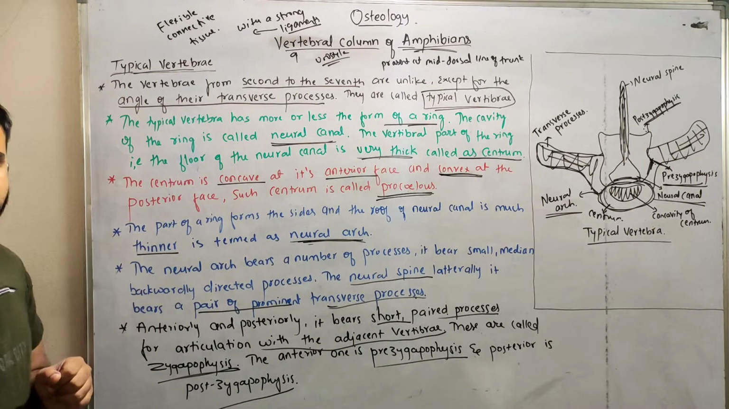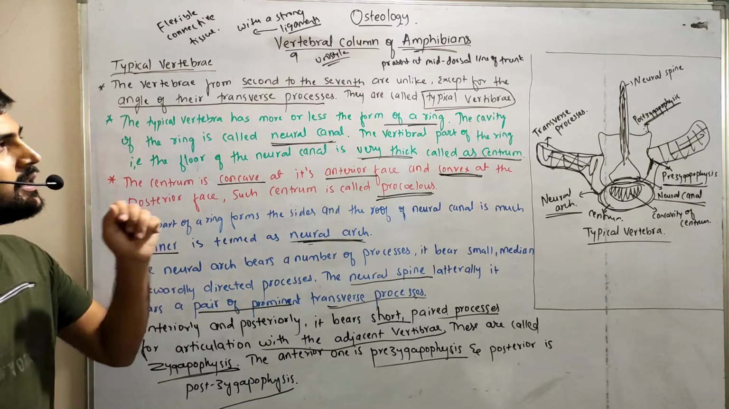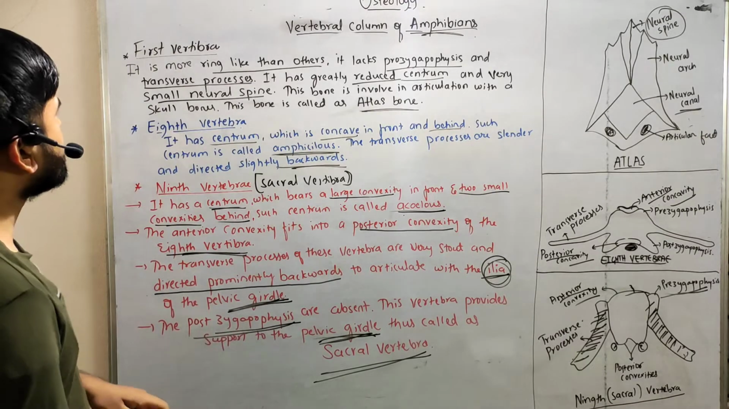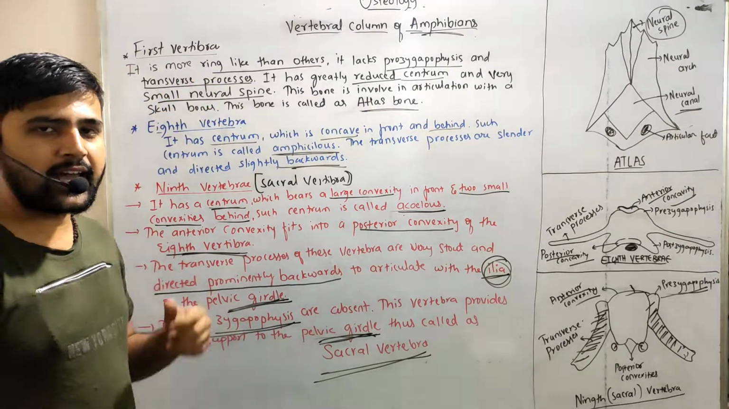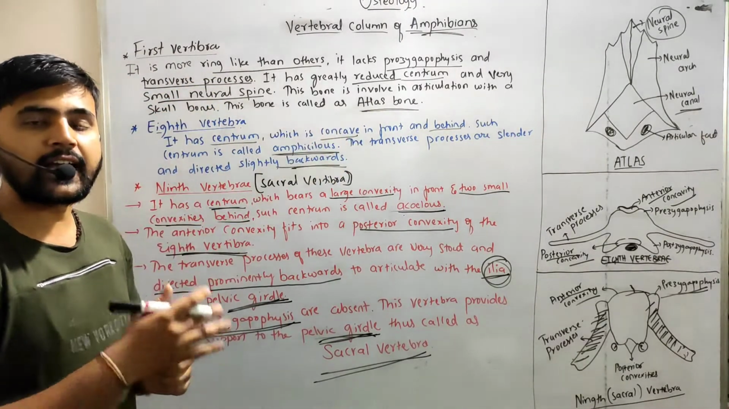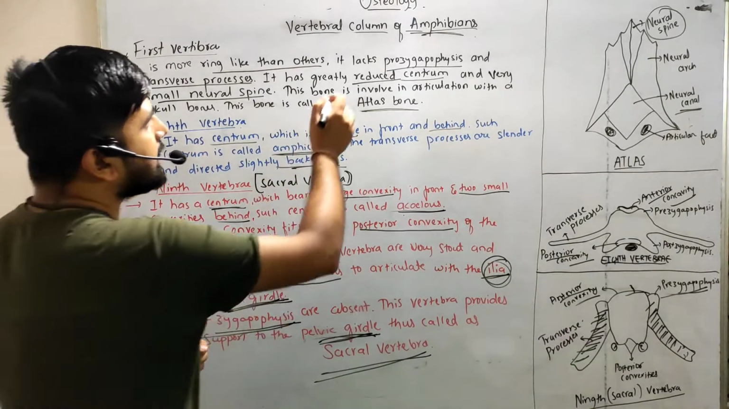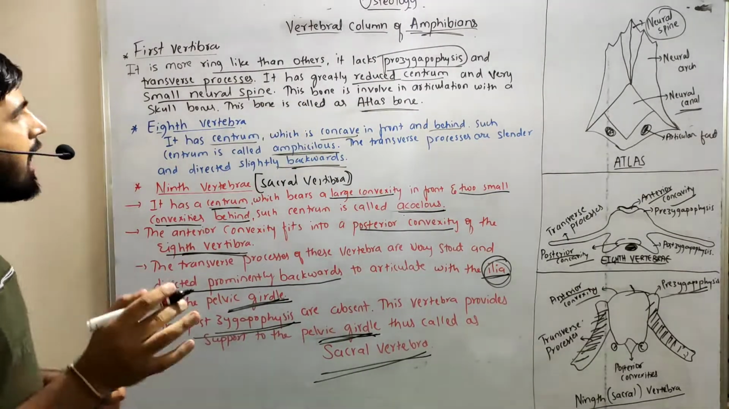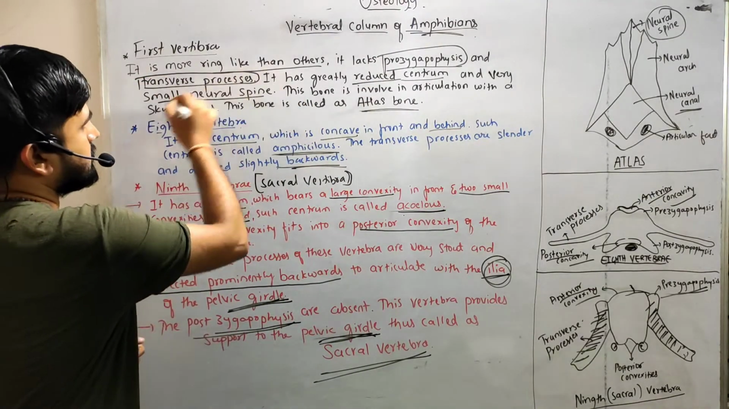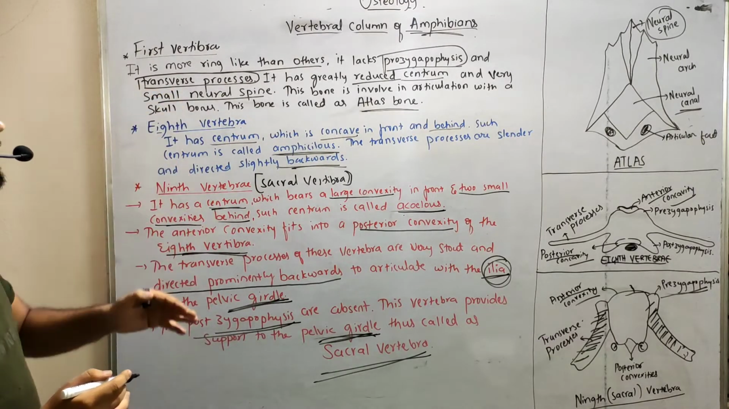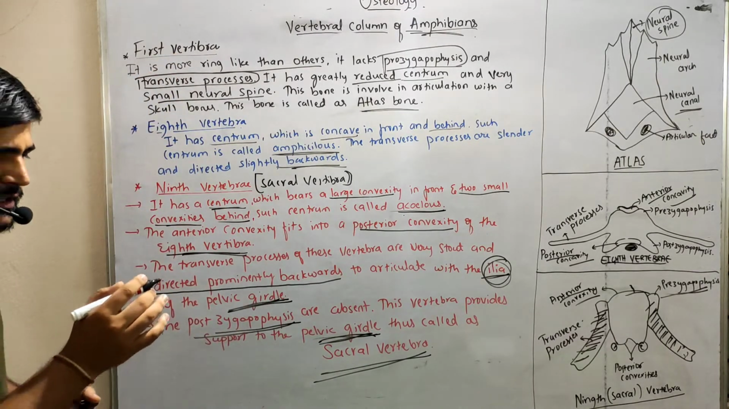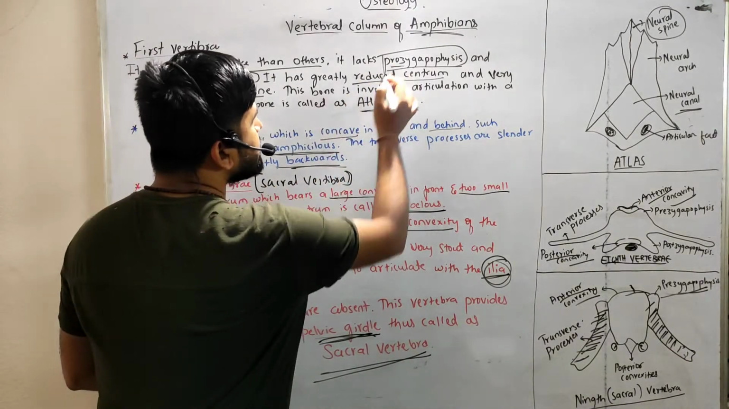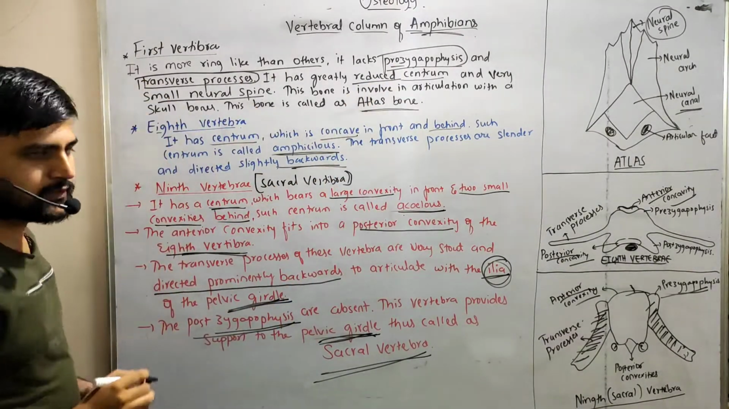Okay, so this regards the typical vertebrae of the amphibian. The next one is the first vertebra. In case of the first vertebra, it is more ring-like than the others, and it lacks pre-zygapophysis as well as the transverse process.